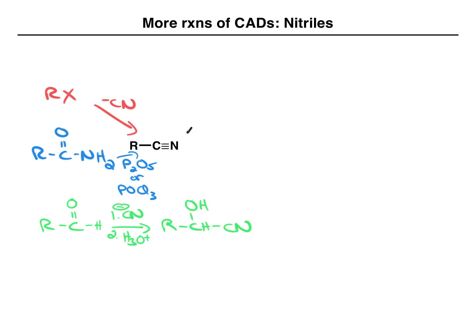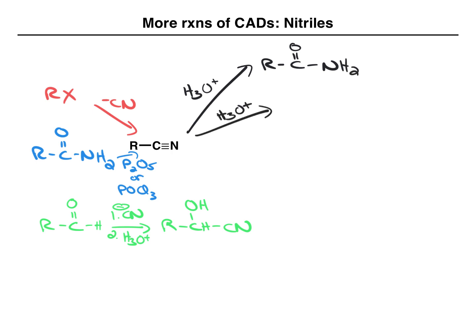For reactions of nitriles, partial hydrolysis using mild aqueous acid would give an amide, whereas more complete hydrolysis using more forcing conditions would give the carboxylic acid. So whether we have mild conditions or stronger conditions would determine whether the hydrolysis stops at the amide or continues to form the carboxylic acid.